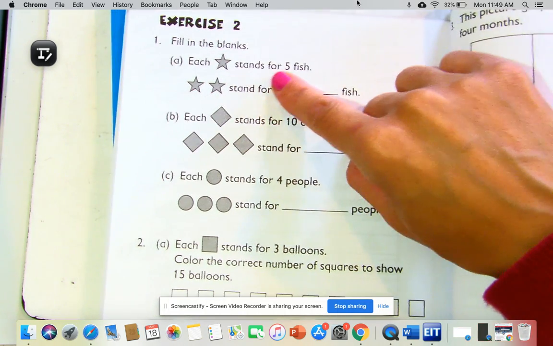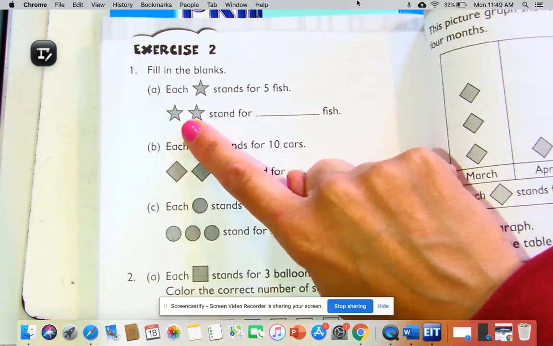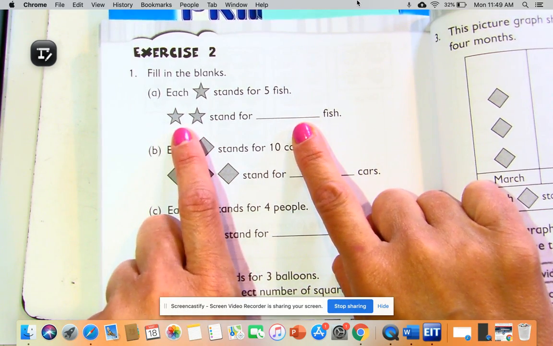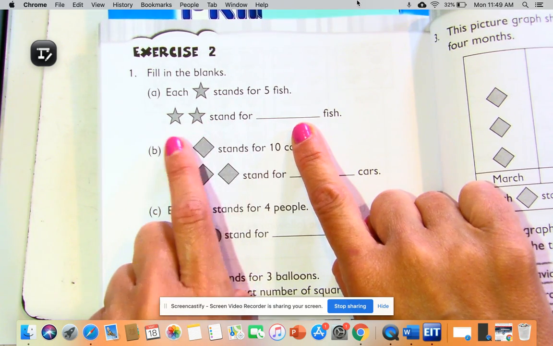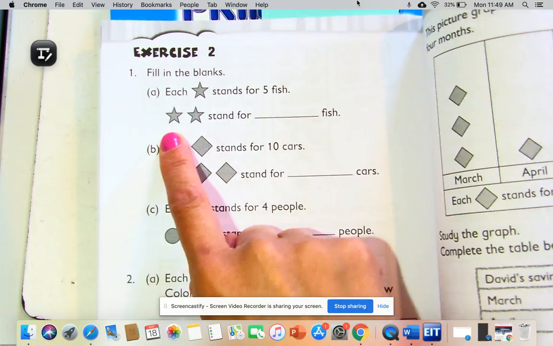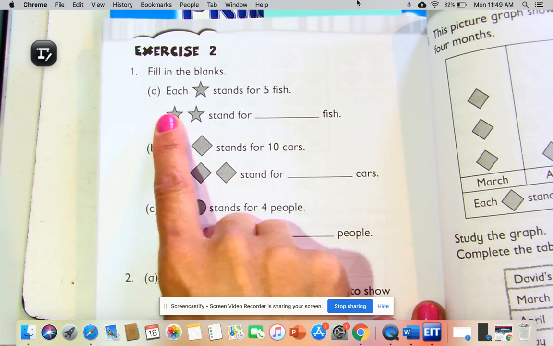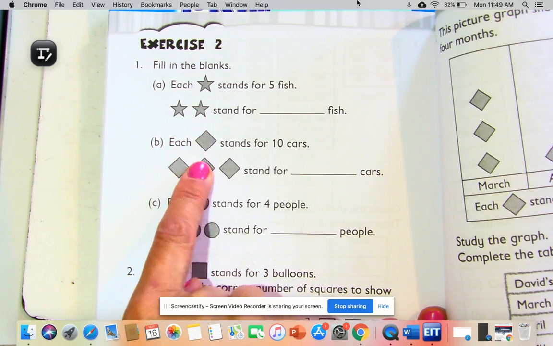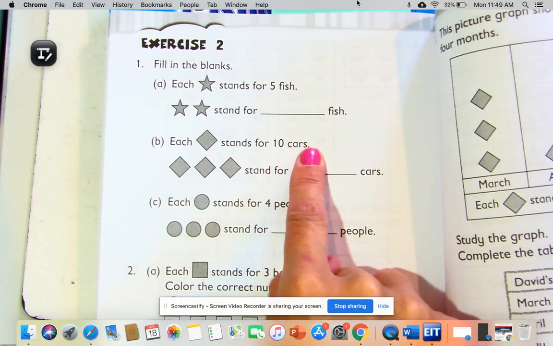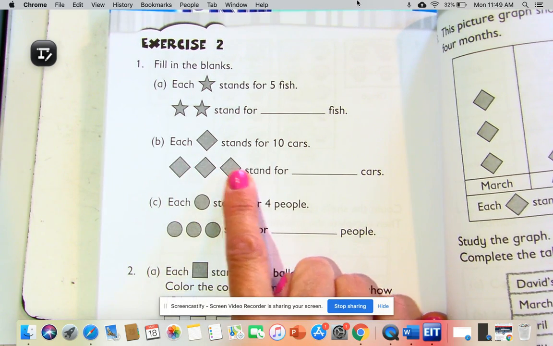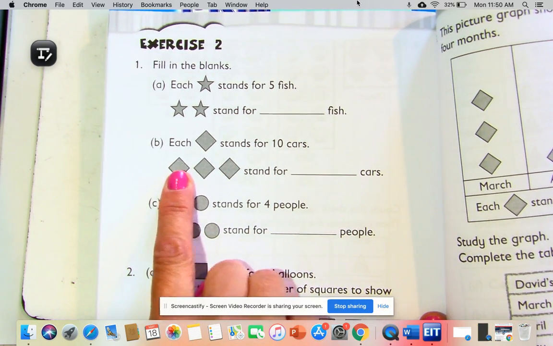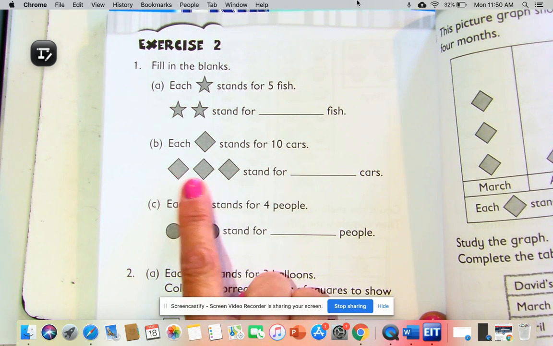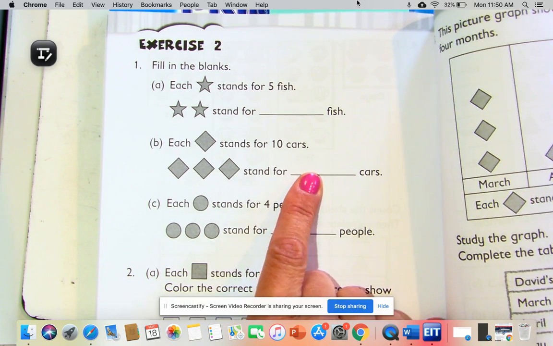If each star stands for 5 fish, then 2 stars would stand for, so you could multiply or skip count. You could say, well, 5 times 2 is 10, or you could say 5, 10, or 5 plus 5 is 10. All right, how about this one? Each square or little diamond stands for 10 cars. So 3 of them stand for blank cars. Well, that would be 10, 20, 30. Or you could multiply 10 times 3 equals 30.